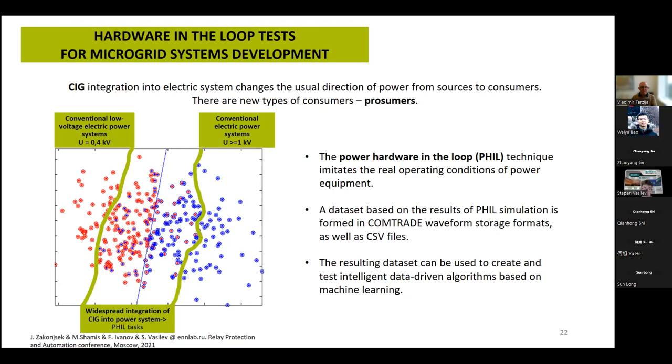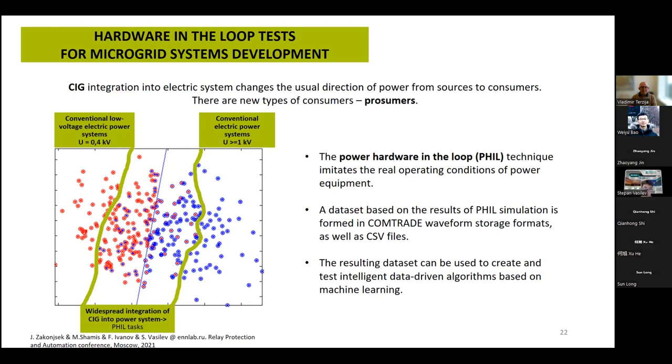One of the effective ways to work out all the scenarios of functioning of converter interface generation facilities and assess their impact on other elements of the electric power system is to conduct power hardware-in-the-loop tests.